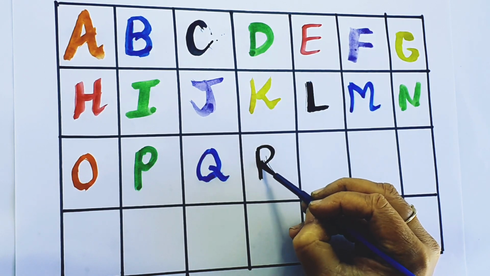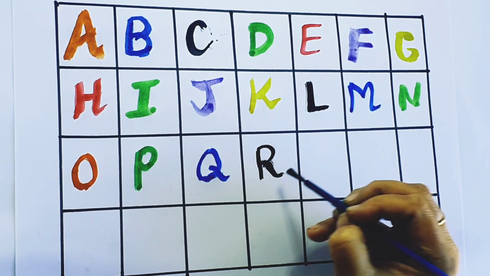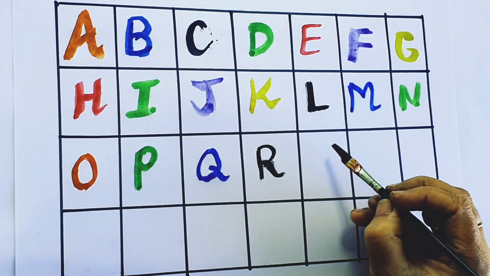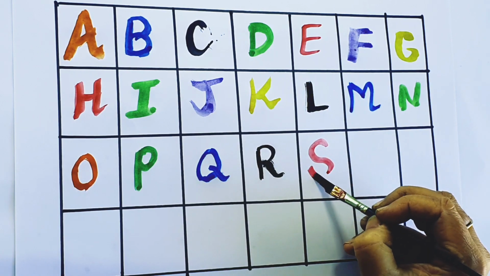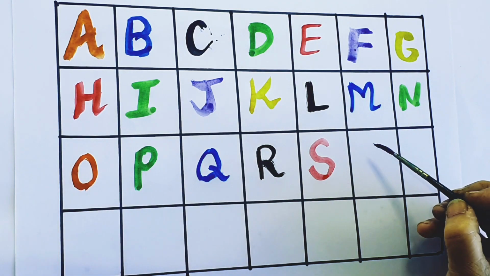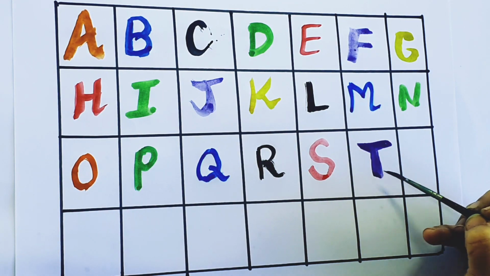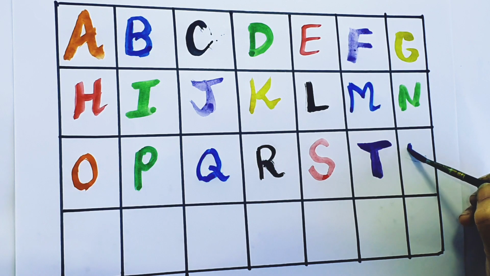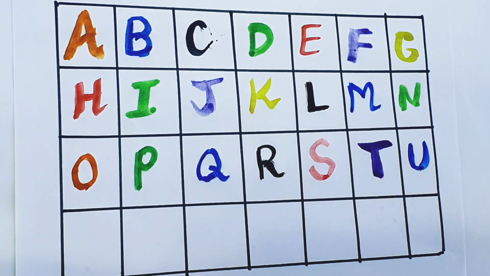R. R for ring. R for rat. Red color. S. S for star. S for sister. Purple color. T. T for tomato. T for tower. Blue color. U. U for umbrella.